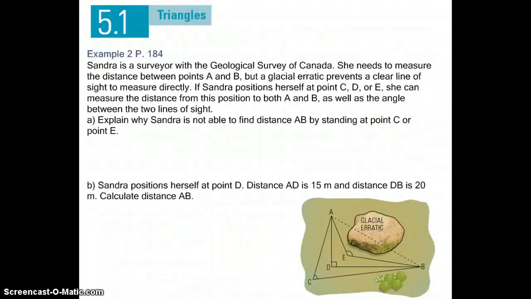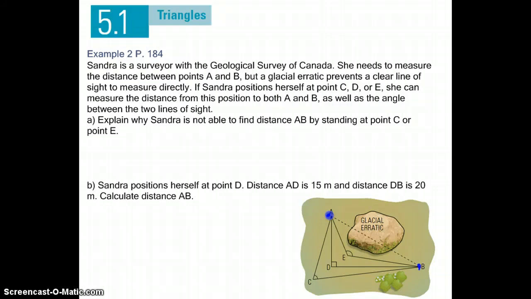Okay, example 2, page 184. We have a surveyor who needs to measure the distance between 2 points, point A and point B. So here's point A, there's point B. However, there's a huge, what is that? A rock in the way? Sure, let's call it a rock.